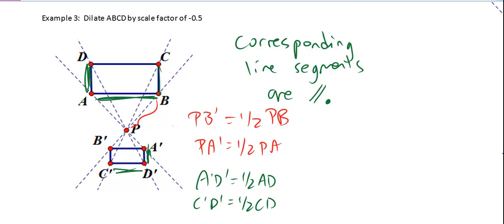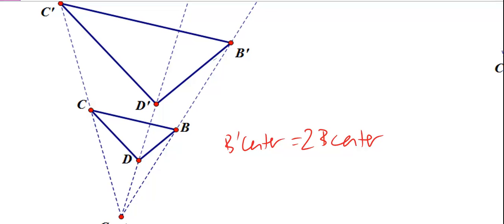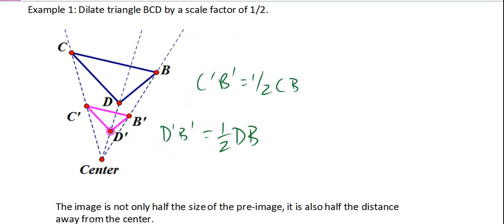This is true for all of these. Let's take a look at some of the other pictures real quickly. Going back to this picture, notice that B prime D prime is going in the same direction as BD, and C prime D prime is the same direction. You can see that these are parallel. I'm going to even go back to the first one as well. Even here, each of these lines is parallel to the original one.